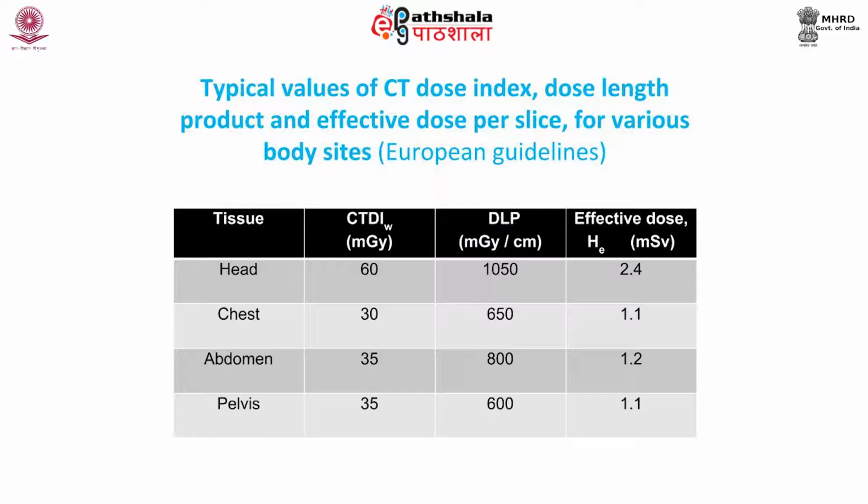In the head, the corresponding values of CTDI is 60, DLP is 1050, and effective dose is 2.4. For the chest, CTDI is 30, DLP is 650, effective dose is 1.1. Abdomen, CTDI is 35, DLP is 800, effective dose is 1.2. Pelvis, CTDIw is 35, DLP is 600, and effective dose is 1.1.